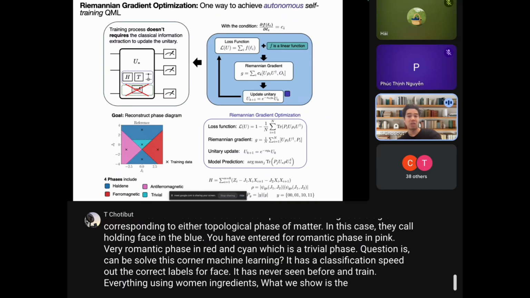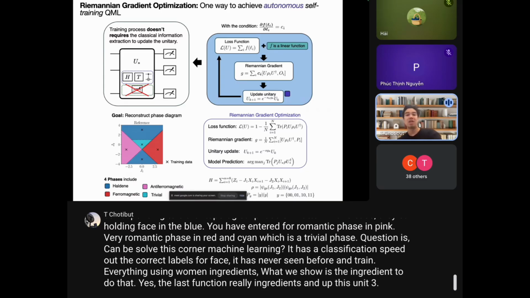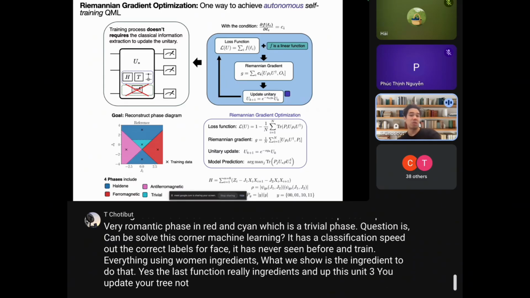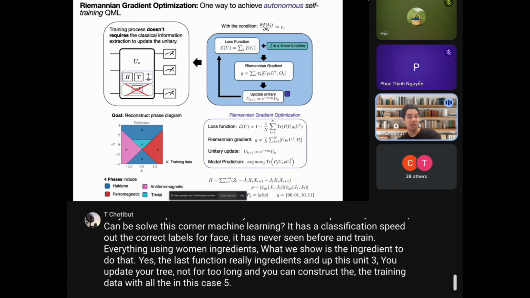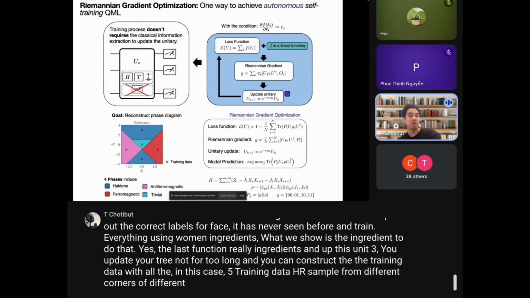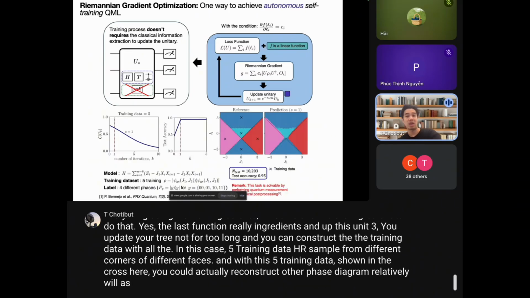What we show is the ingredients to do that. Here's the loss function, the Riemannian gradient, and the unitary updates. You update your unitary not for too long, and you can construct the training data with only, in this case, 5 training data points, each sampled from different corners of different phases. And with these 5 training data points shown in the crosses here, you could actually reconstruct the other phase diagram relatively well, as shown on the right.